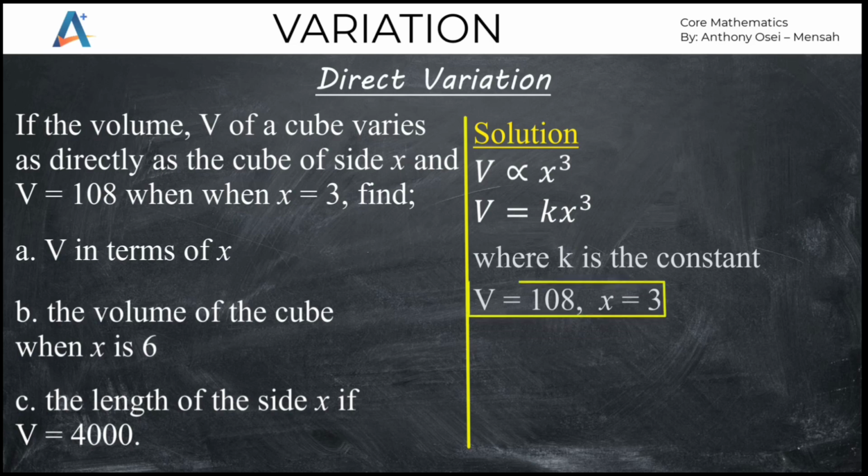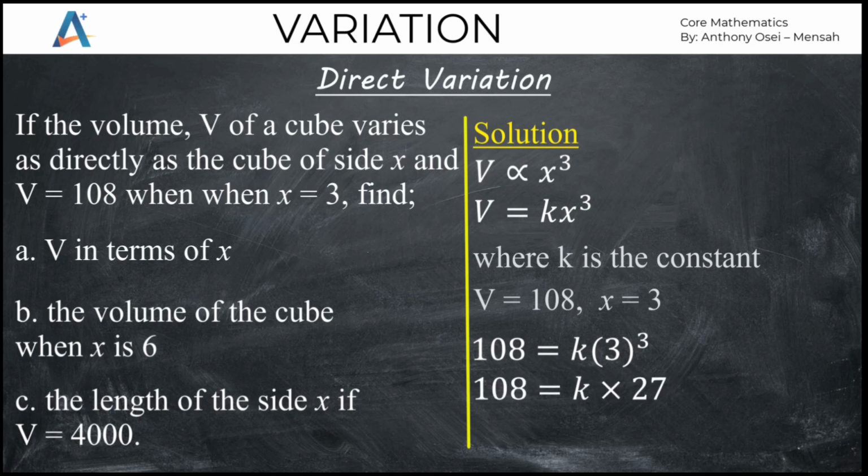Now because of these two values, we can just do substitution to get the value of k, which is a constant. So v, which is 108 from here, is equal to k is already there. x is 3 cubed. So we get 108 is equal to k times 27. 3 cubed is 27. So 108 is equal to 27k.